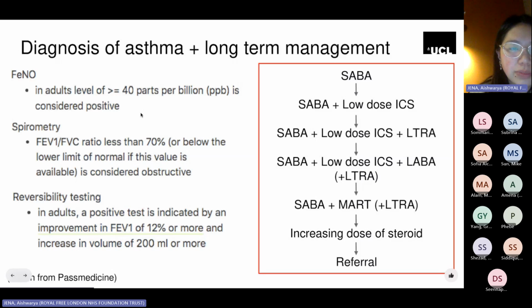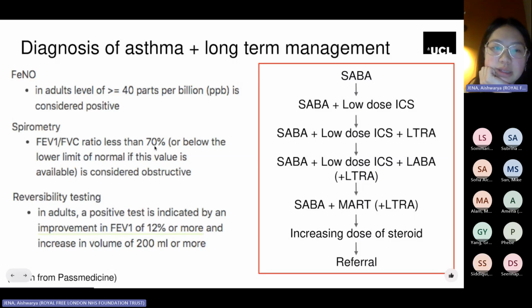And these are just some numbers that you have to remember. So FeNO above 40, and FEV1 divided by FVC ratio less than 70%. So this is an obstructive picture, same as COPD. And you should do reversibility testing, which is when you give them some salbutamol, and if their FEV1 improves by more than 12% or by 200 milliliters, then that's a positive test for asthma.